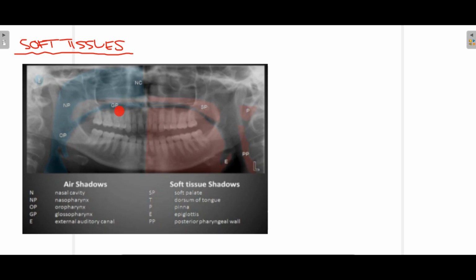Here, this GP is your glossopharynx, just posterior to the tongue. This spherical structure, like we have discussed before, is your external auditory canal. Now this SP is your soft palate. This P structure is your pinna, that is part of your ear, and this PP is the posterior pharyngeal wall. And finally, this E is your epiglottis, which forms a partition between your windpipe and your food pipe.